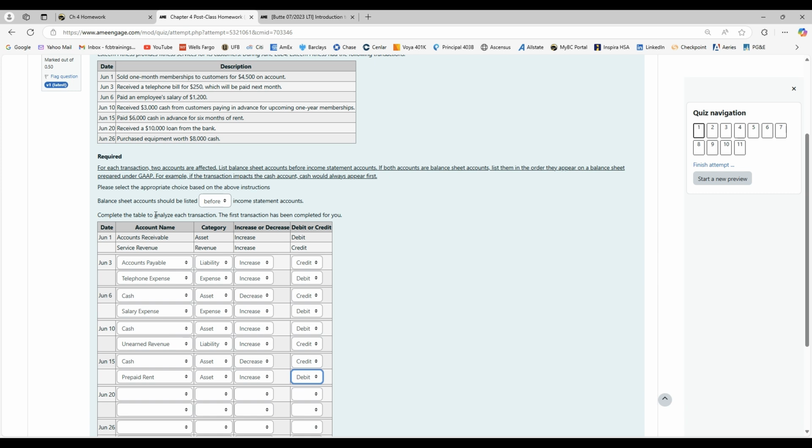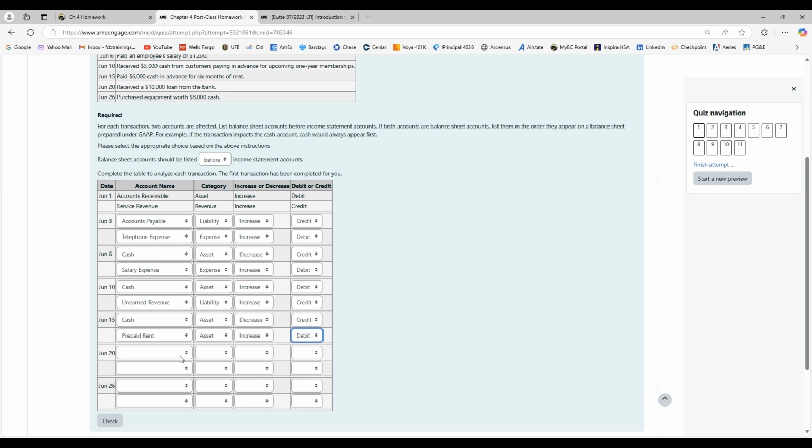Okay, June 20th, we received a $10,000 loan from the bank. And so we got that cash, which is an asset. We increased our cash with a debit. And then along with that cash that we got, we now have a related bank loan. Let's find the account that goes along with that. Notes payable.